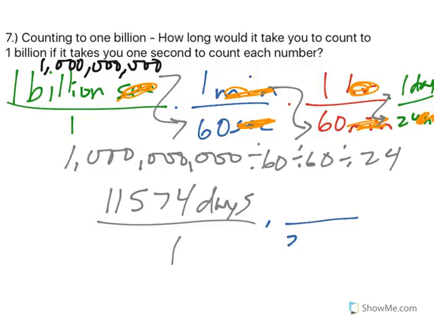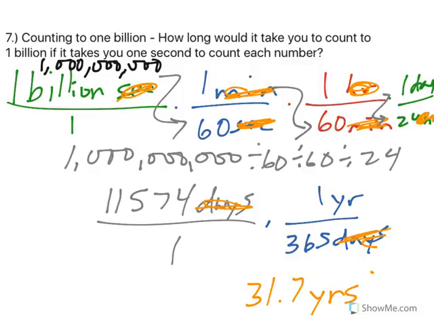So I'm going to go one step further and say there are 365 days in 1 year. That gets me out of days. So when I take 11,574 divided by 365, I end up with approximately 31.7 years. If you want to count to 1 billion at 1 second per number, it'll take you 31.7 years. And that's assuming that you can say 2,345,632 in 1 second. So in actuality it would take you longer than 31.7 years. Longer than some of you have been alive, which is crazy.